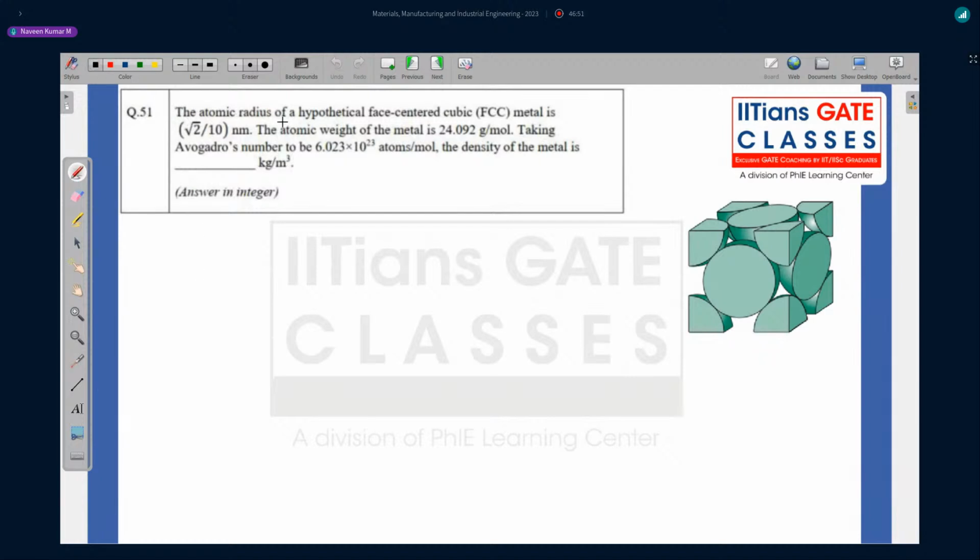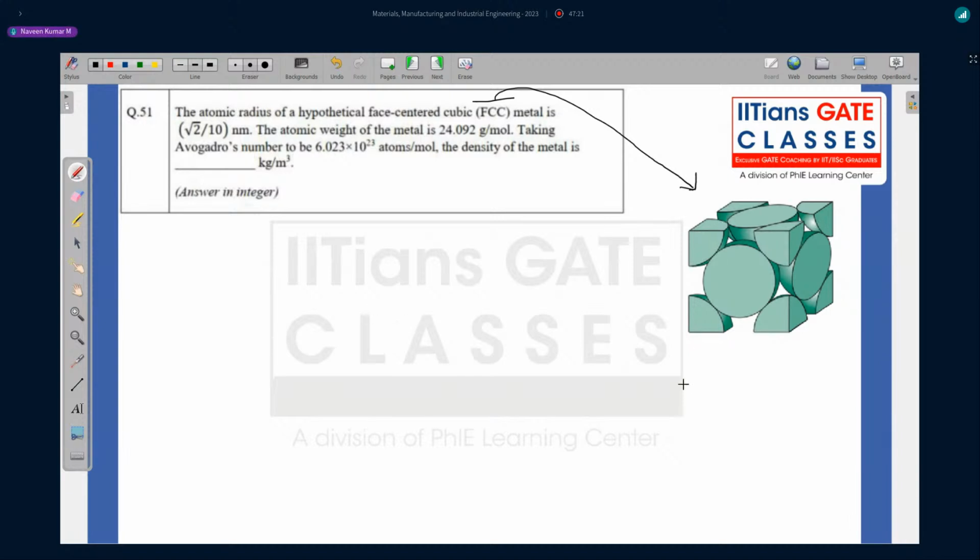The atomic radius of a hypothetical face-centered metal. So this is your face-centered cube, or face-centered structure of a material. In between, one atom will be there on every face, so at every face one center atom will be there, and some atoms will be at the corners, each shared, 1/8 of an atom at each corner.